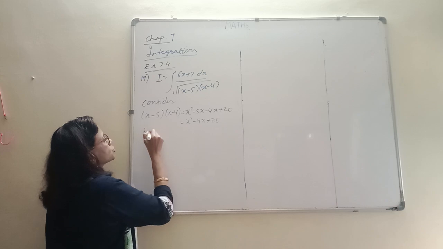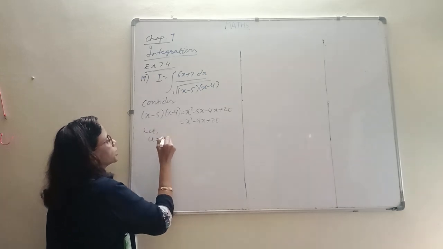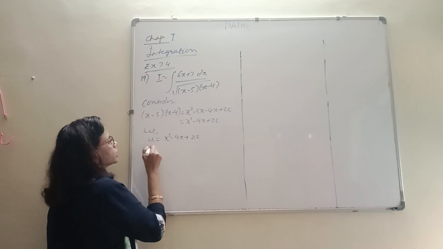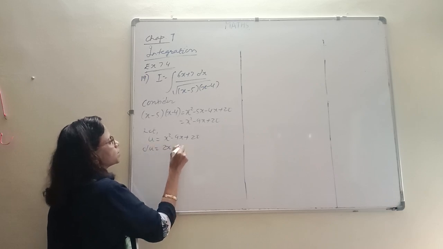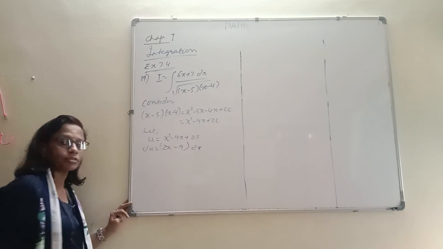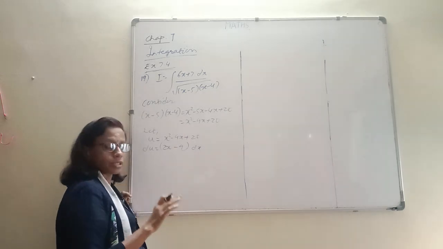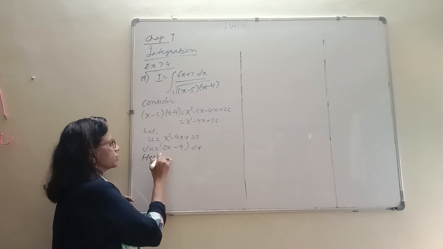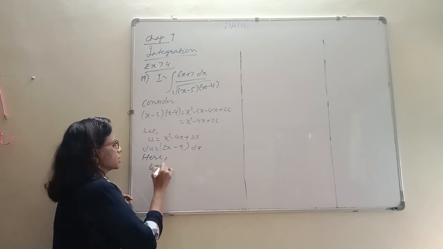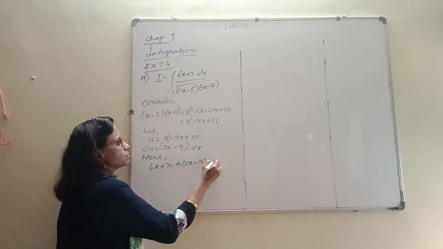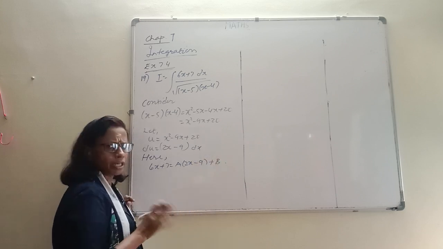It is for us to check whether the given numerator is the derivative of the denominator. Let's check. When you take the derivative, it is going to be 2x minus 9, which is not the numerator. This is not the derivative. So that means we should convert it in the form of the derivative. So let's do that here. 6x plus 7 is maybe a times (2x minus 9) plus b. This is how we convert it.